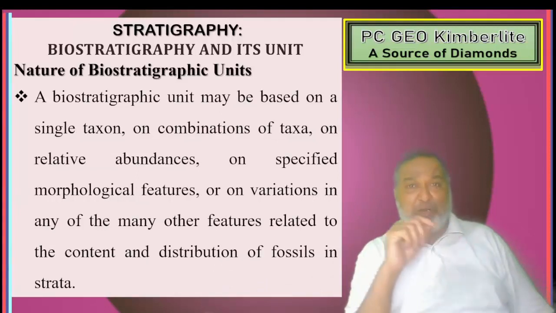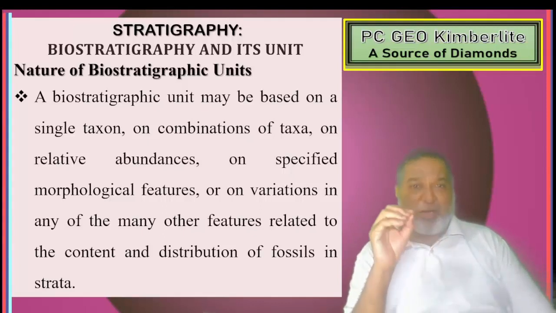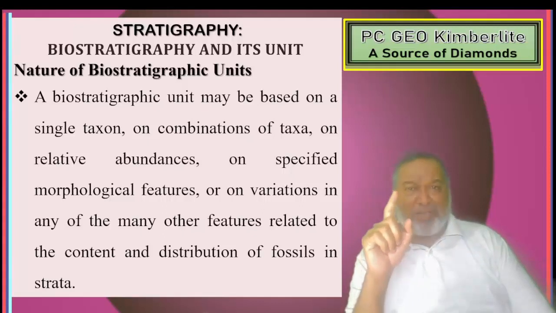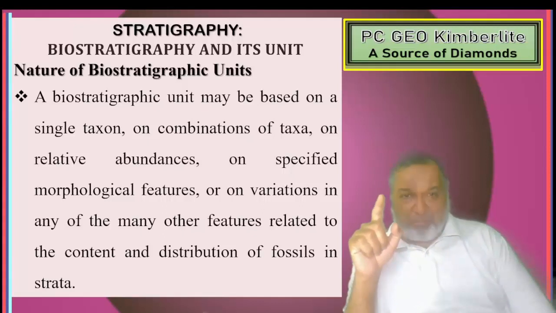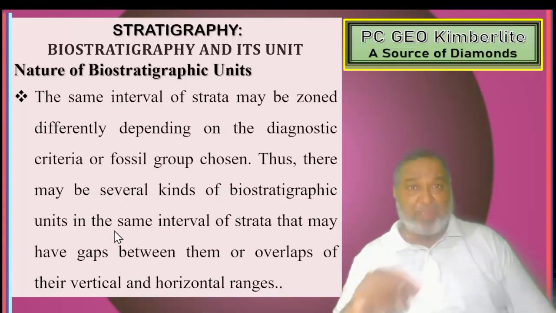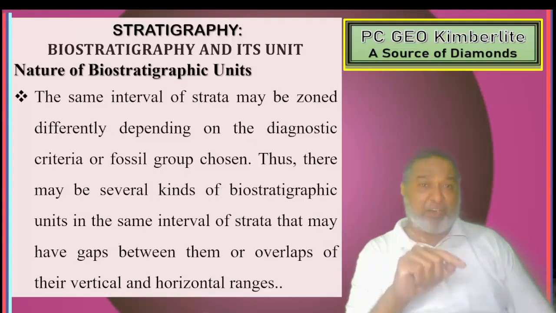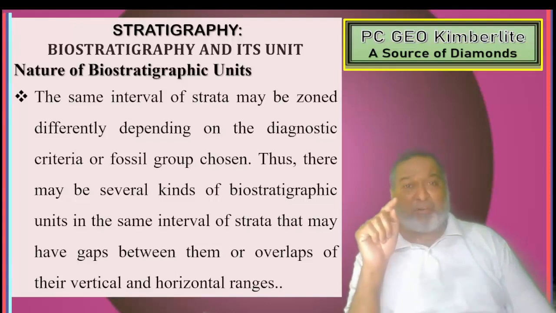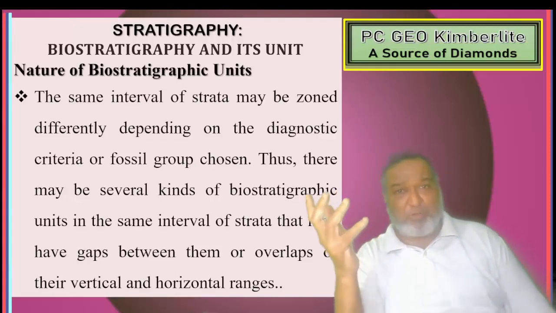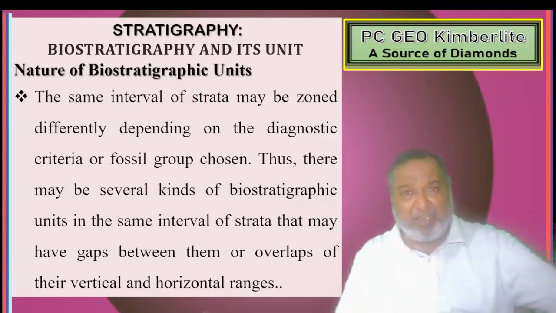A biostratigraphic unit may be based on a single taxon or a combination of taxa, or on relative abundances, on specified morphological features, or on variation in any of the many other features related to the content and distribution of the fossil in the strata. The same interval of strata may be zoned differently depending upon the diagnostic criteria or the fossil group chosen. As you go vertically, changes happen in the rocks, and as the change occurs, we make out different horizons.